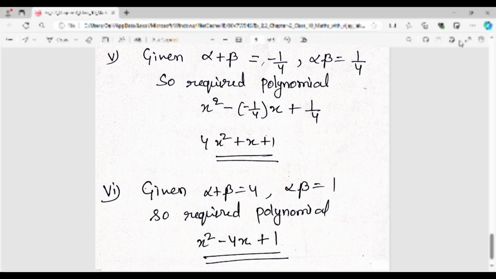So here we come to end of this chapter from NCERT book. In next exercise, we would take some important questions from this chapter.